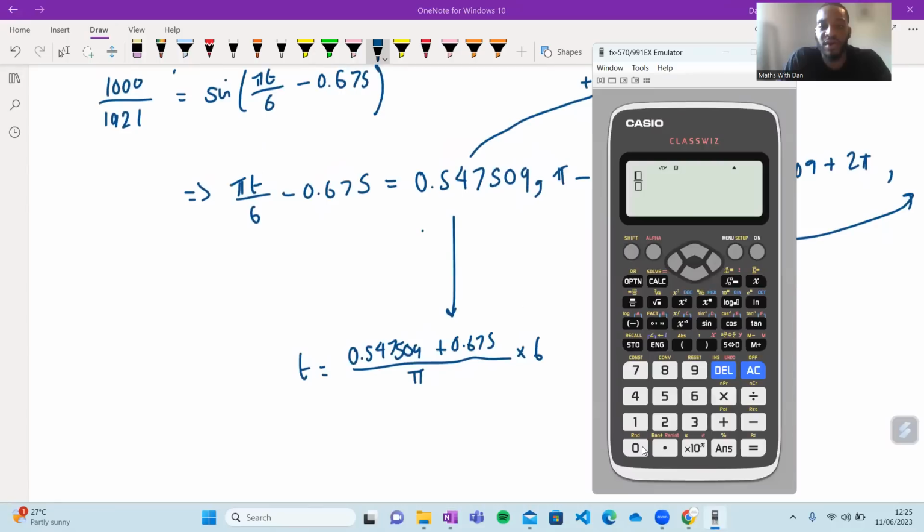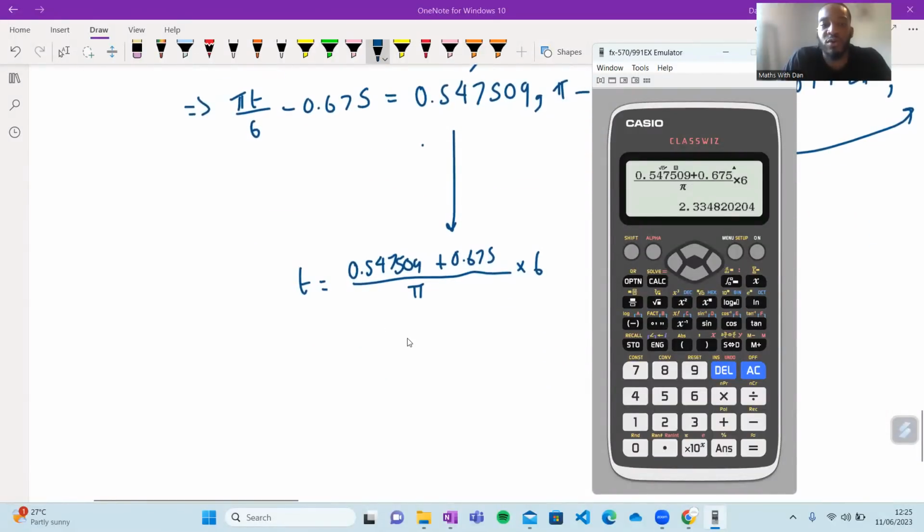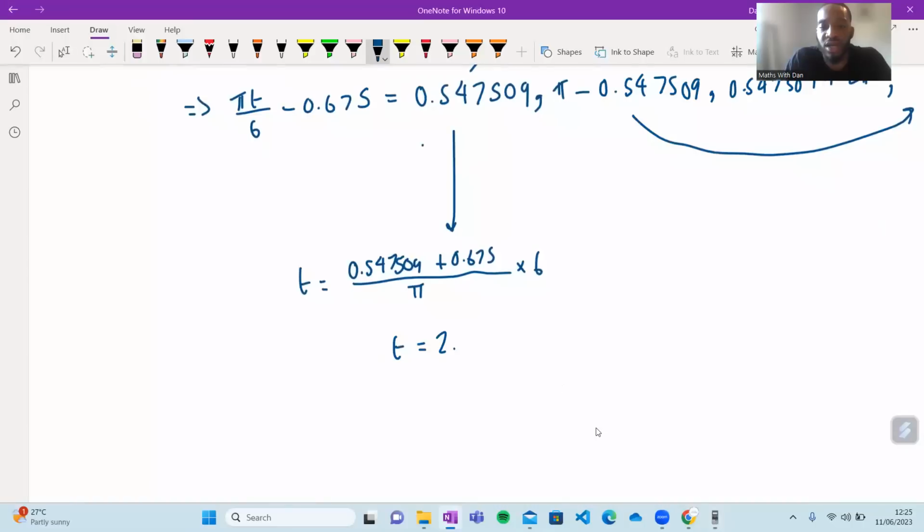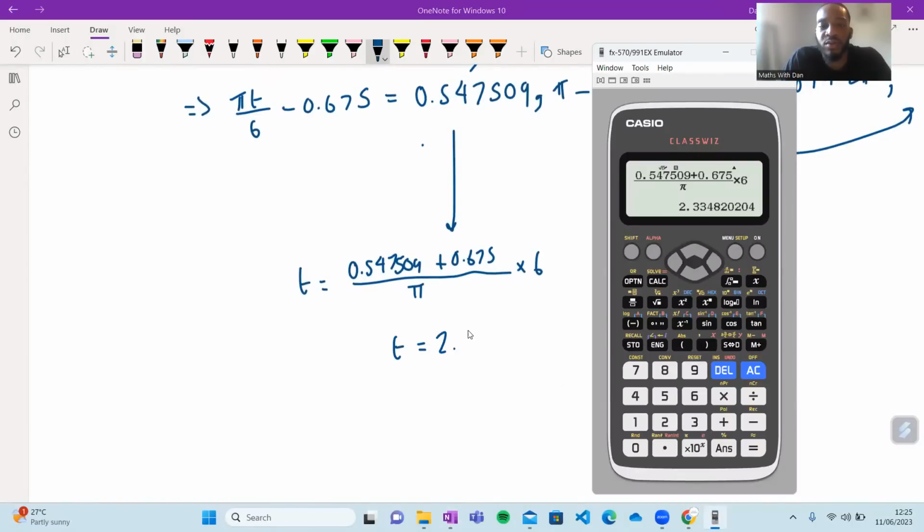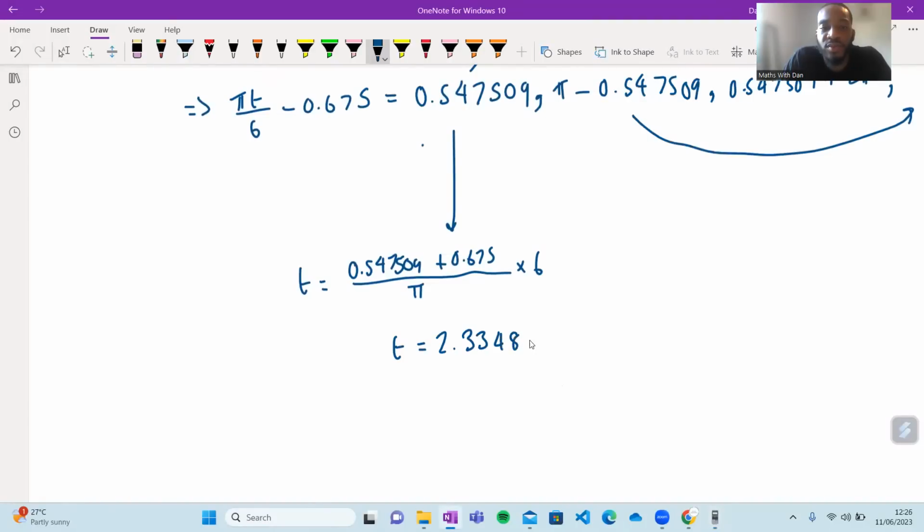So 0.547509 plus 0.675, divided by pi times by 6. This gives me 2.34 and so on. So that's one value, and it's between 0 and 12, that's fine. I'll do it to 5 decimal places: t is equal to 2.33482. Now the next one will just be that t is equal to whatever that is.